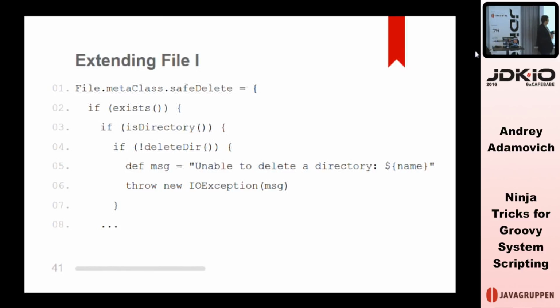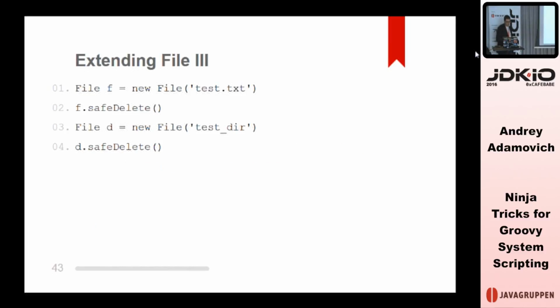So, inside this closure, inside this code block, you have access to all the methods of the file object: exists, isDirectory, delete. These are the methods available on the file object that is passed to this closure as a delegate and will be called eventually. And when we define this kind of safeDelete method somewhere in our script, we can after that just call it in the same way as if it was a method on the File class. So it's very handy, especially if you can put this code aside somewhere in additional scripts.